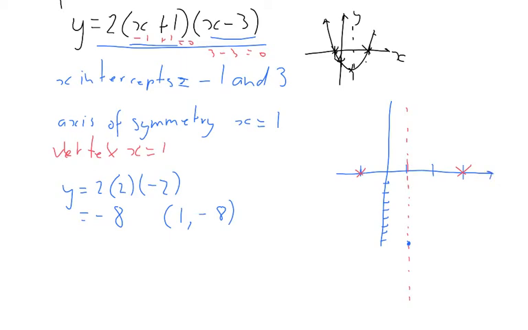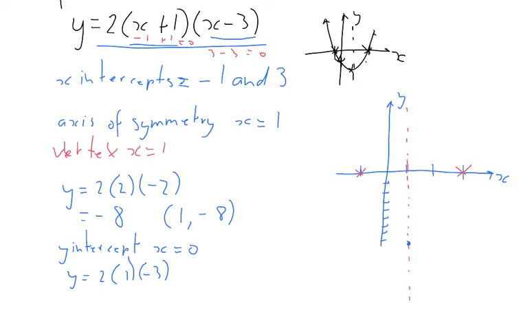So don't forget to label your axes x and y. So there we go, we've got our vertex. Next, we want our y-intercept. Now, that's when x = 0. Well, if x = 0, we just substitute that in. So y = 2. Now 0 plus 1 is 1. 0 take 3 is -3.